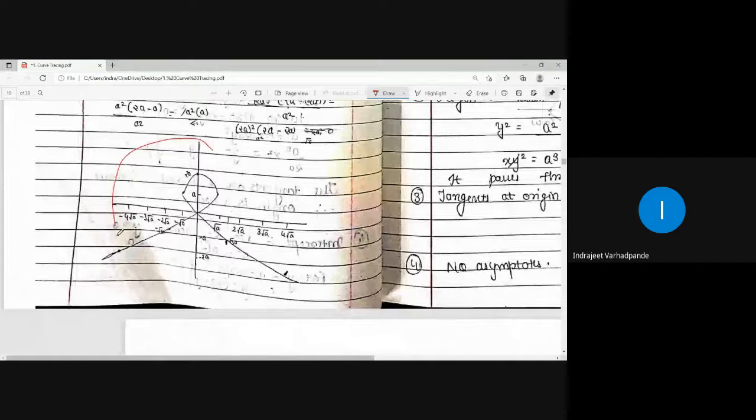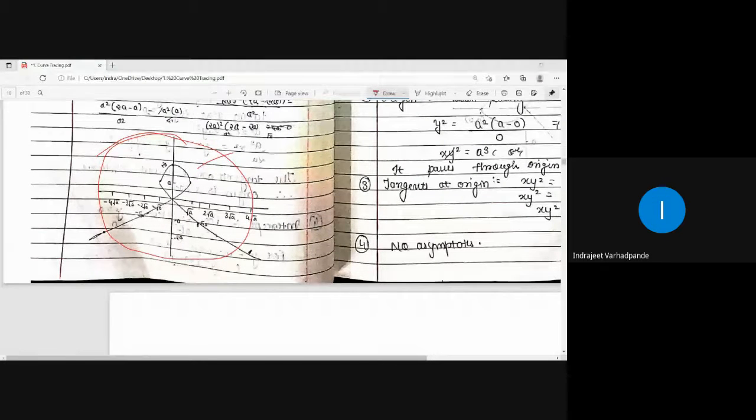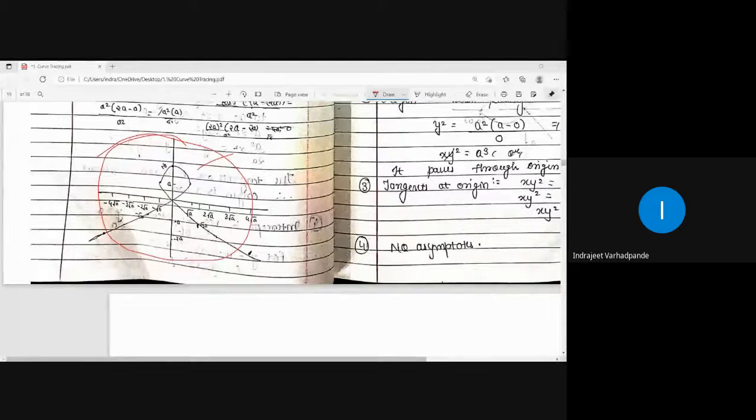So this particular curve will be symmetrical about y-axis. Curve is expressed as x is equal to function of y. So this is how we try to simplify and get the answer for the Cartesian coordinate system.